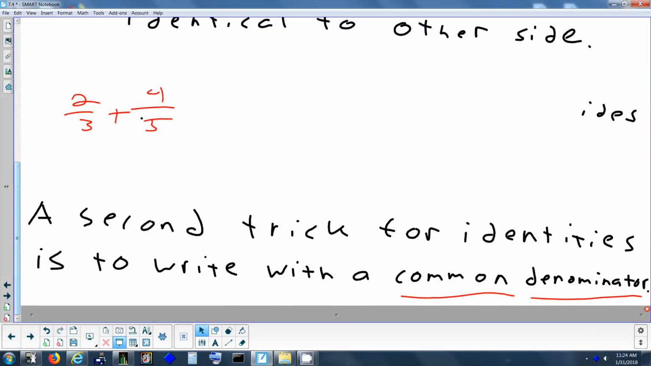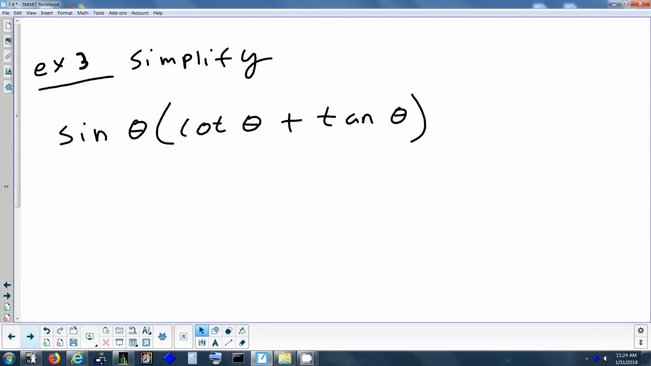The second trick, write with a common denominator. All right, so would this be a problem the way it looks right now, where you should be thinking about common denominators right away? No, there are no denominators. They're all one. Maybe common denominators will come up later in the problem, but not now.